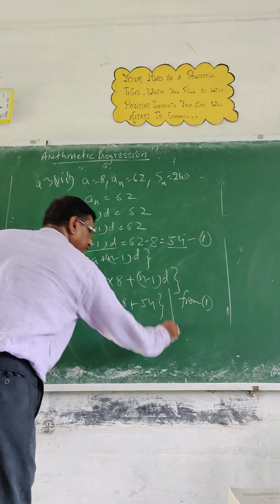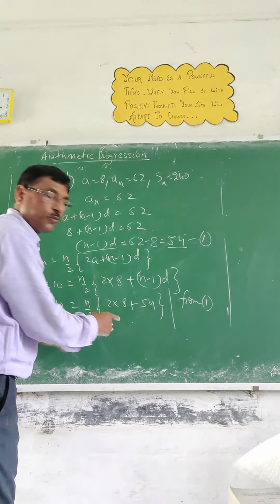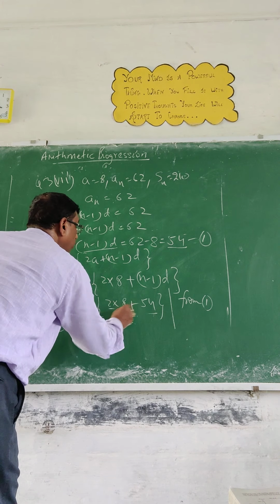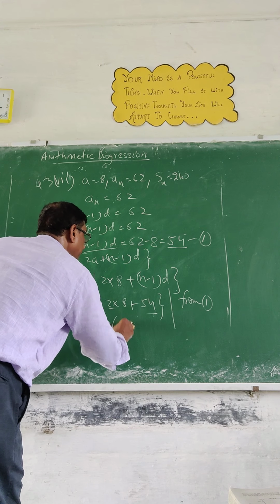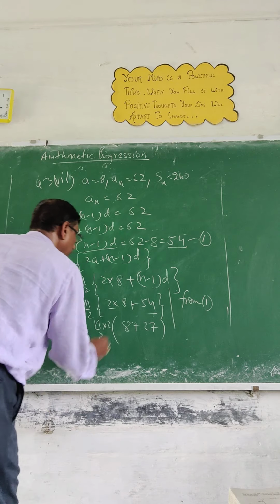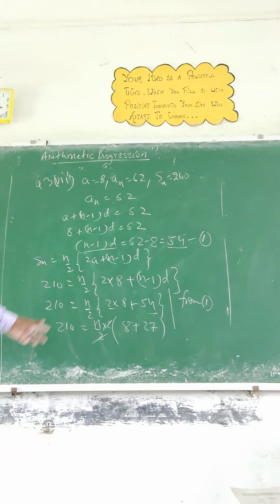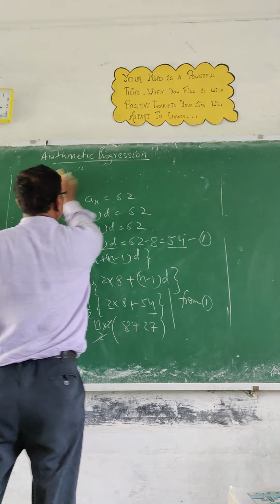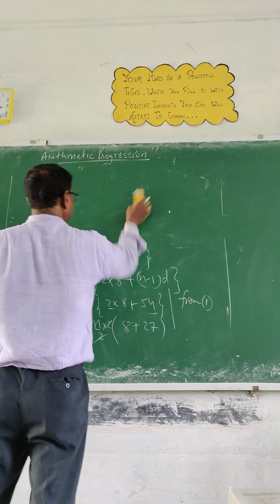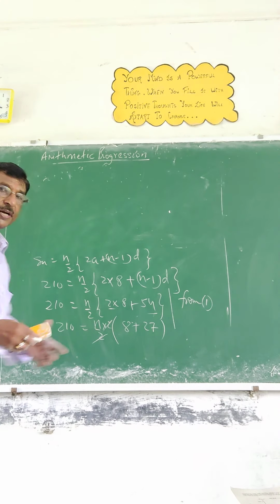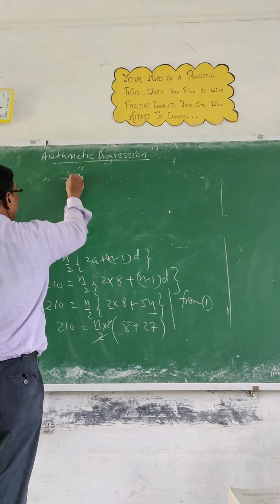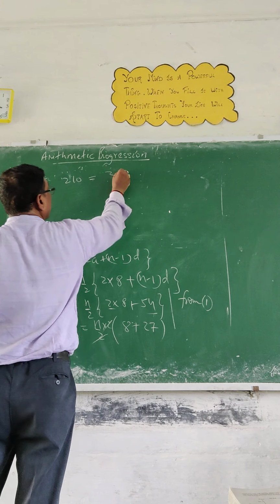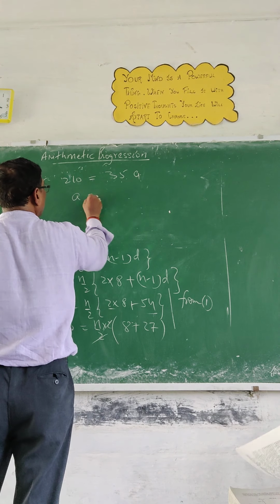Okay children? Now just take 2 common and reduce this equation. 210 is equal to n upon 2. You can take 2 common, and you will get 8 here and 27 here. Okay children? 2 cancel. Now you open the bracket. What do you get? 210 is equal to 35n. So n is equal to what?